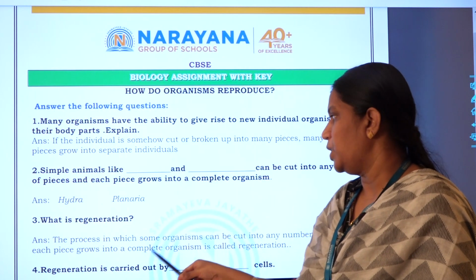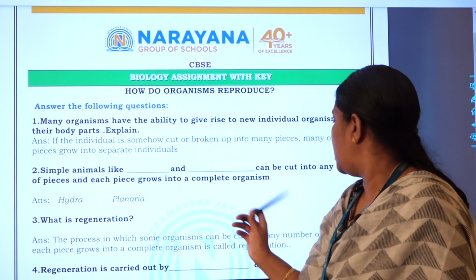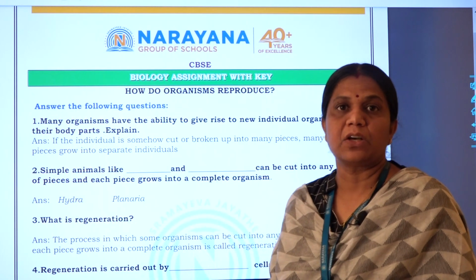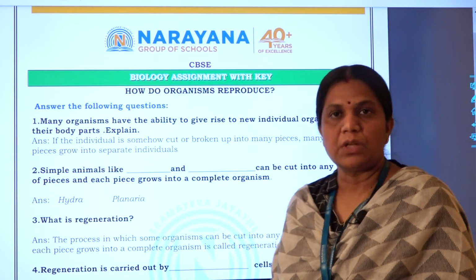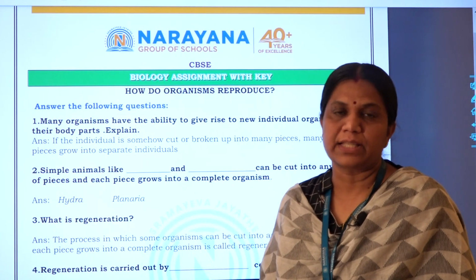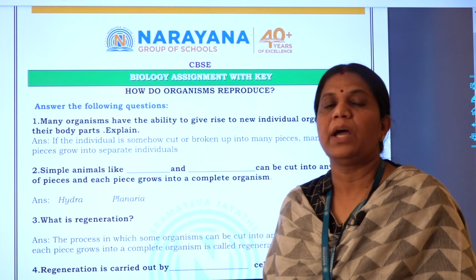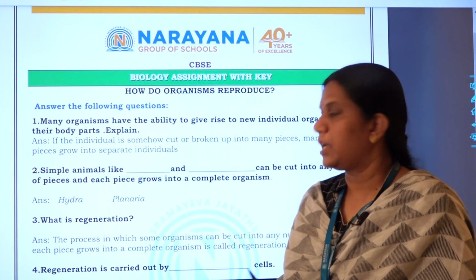The process in which some organisms can be cut into any number of pieces and each piece grows into a complete organism is called regeneration. So the process in which each organism is accidentally cut into pieces, and each piece of that organism develops into an individual, is called regeneration.